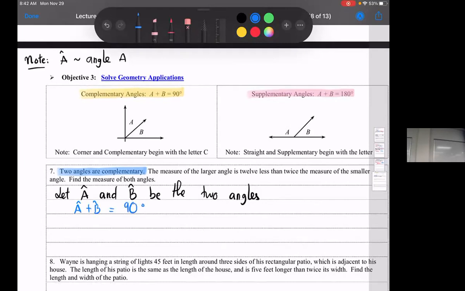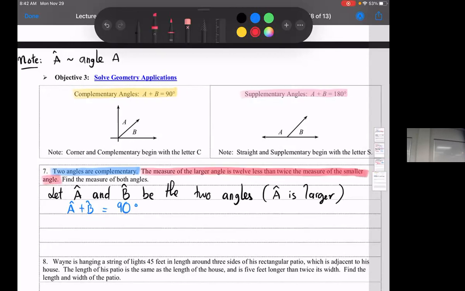The measure of a larger angle is 12 less than twice the measure of a smaller angle. Suppose A is larger. A hat is the larger angle, right? So A hat is equal to 12 less than twice the measure of the smaller, so someone tell me what it would be. Yes, thank you, 2B minus 12.